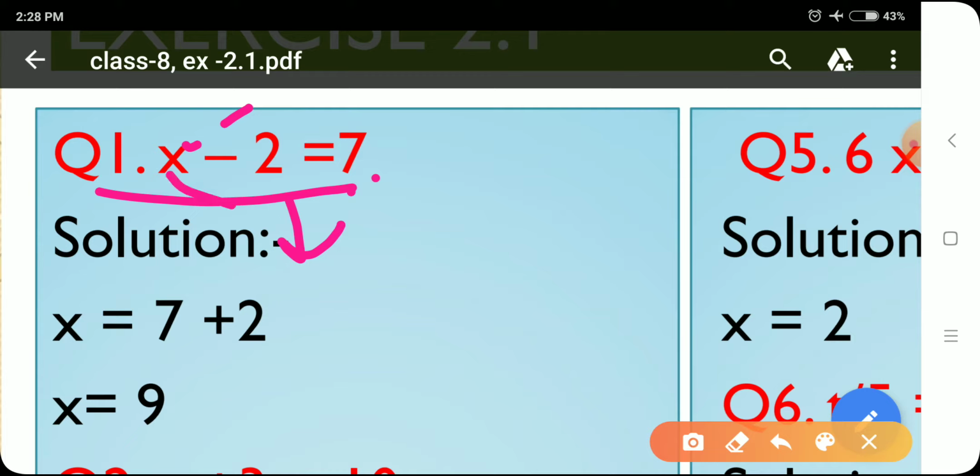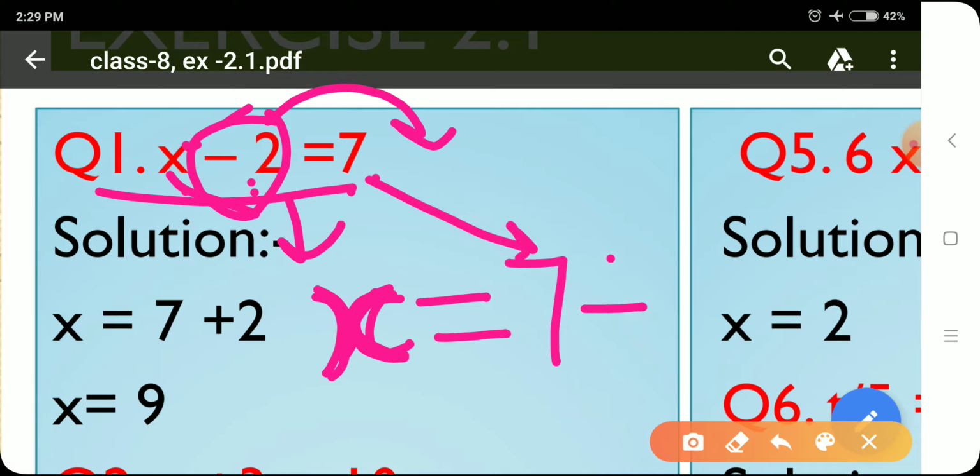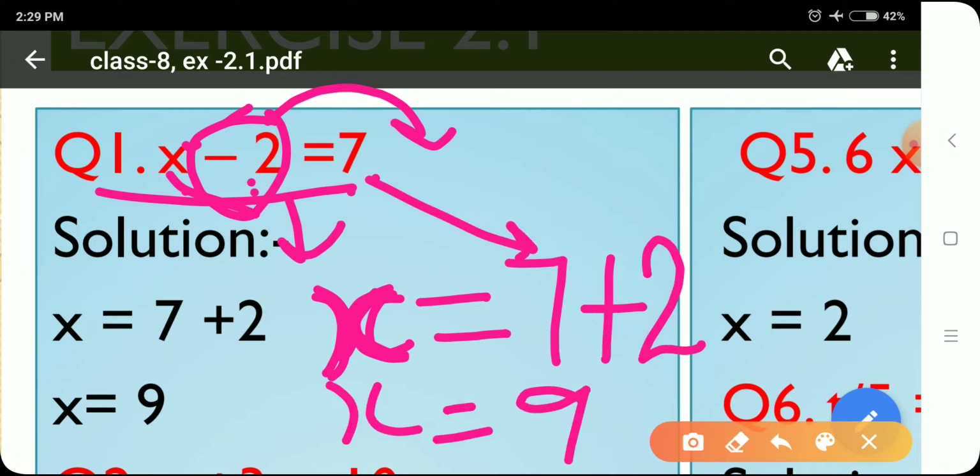I will take x on the left hand side, and all other values are taken on the right hand side. Let x be written on the left hand side, and this minus 2 will become plus 2 when it turns to the right hand side. 7 is already there, so x is equal to 9. So your answer is 9. Okay, I hope it is clear.